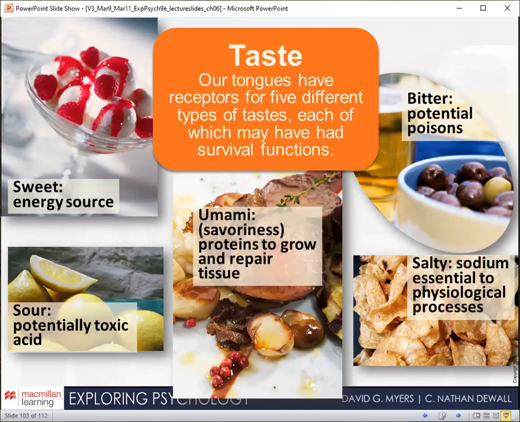So let's start at the upper right here. Bitter used to be able to tell us, we believe, of things that may be potential poisons. Salty: sodium is essential to physiological processes, meaning that we required salt, so we look for that. Umami, or savoriness: proteins grow and repair tissue. So it tastes that way. It seems to help us grow and repair tissue. Sour, potentially toxic acid. And sweet, an energy source. So again, what we see here are why we may have these tastes from an evolutionary point of view. They helped us to survive in the past, and we still maintain them today.